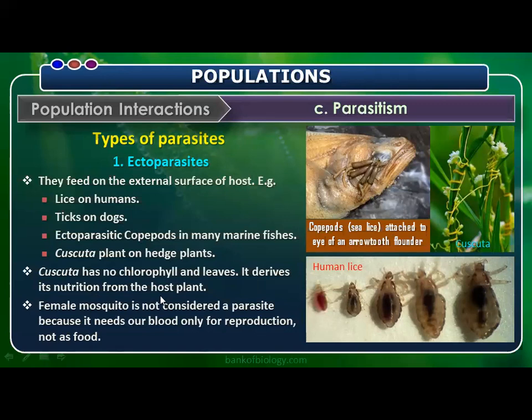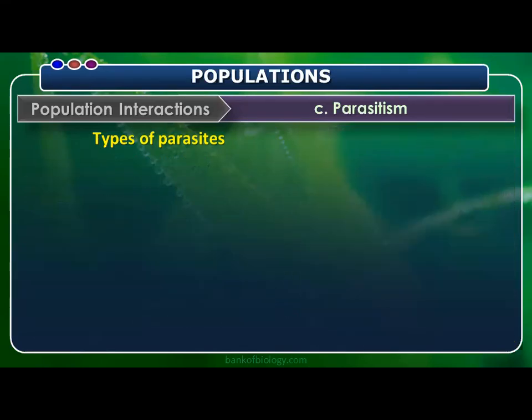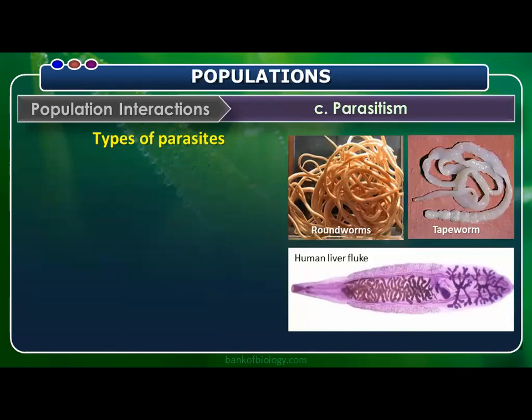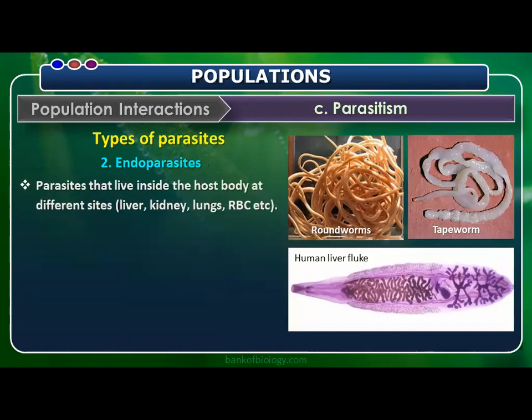We know the female mosquito is not considered a parasite because it needs blood only for reproduction, not as a food. The female mosquito sucks the blood only to lay the eggs. There is a certain protein present in human blood helpful for egg production in the female Anopheles mosquito. In that context, we say the female mosquito is not a parasite because it depends on the human being not for food but for the production of eggs.